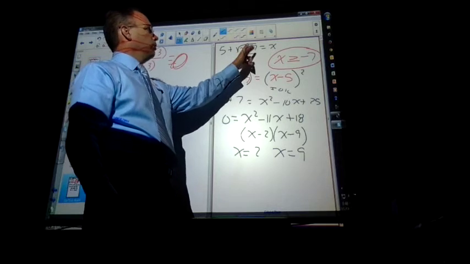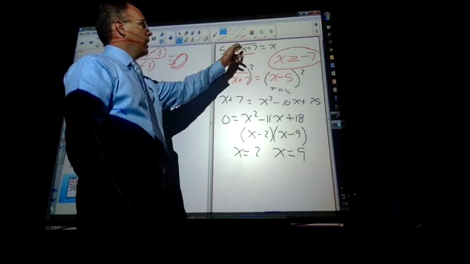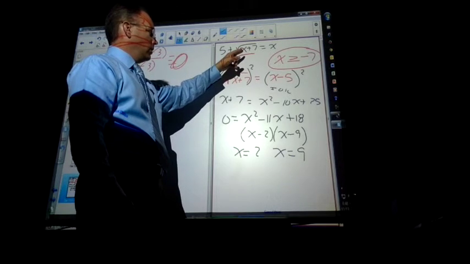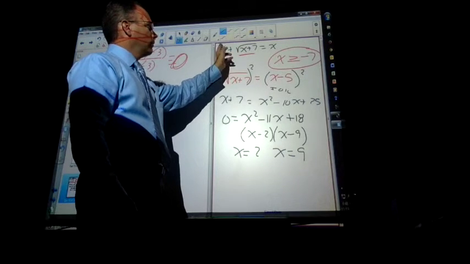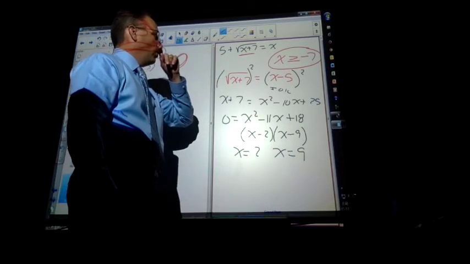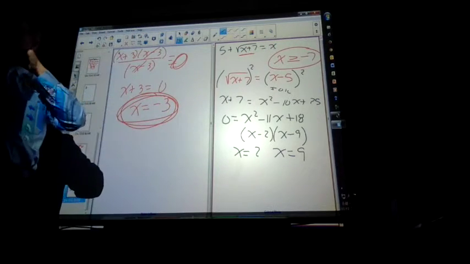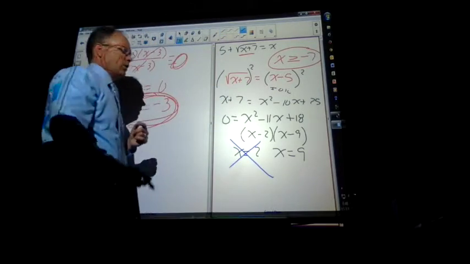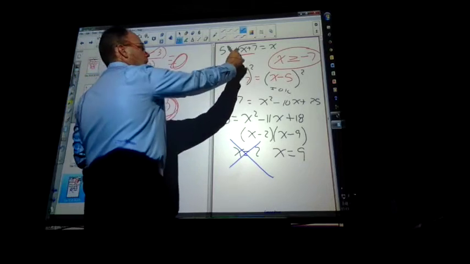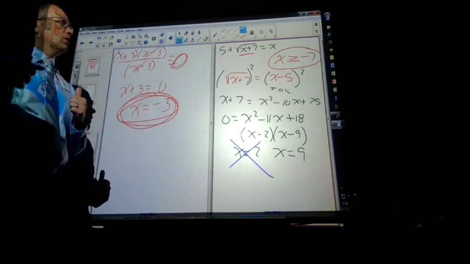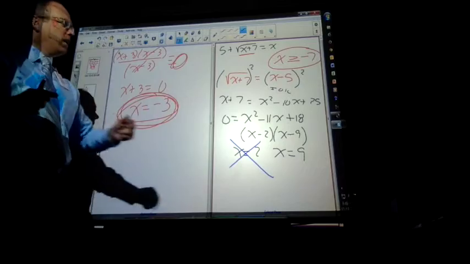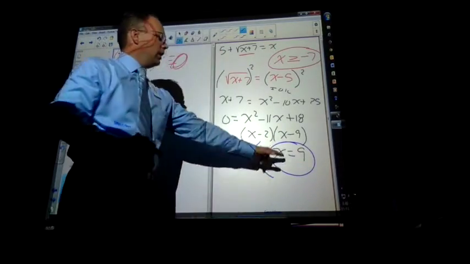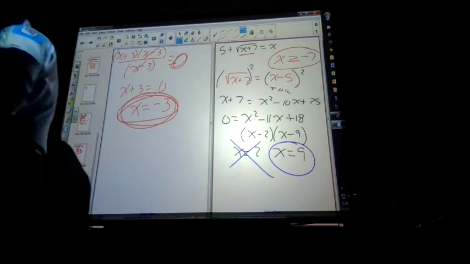I'm going to plug 2 in. 2 plus 7 is 9. Square root of 9 is 3. 5 plus 3 is 8. Is 8 equal to 2? No. So this is not going to work because it's extraneous. Plug the 9 in. 9 plus 7 is 16. Square root of 16 is 4. 5 plus 4 is 9. If I plug 9 in for x, 9 equals 9. That's my solution. It also fits within my data set.